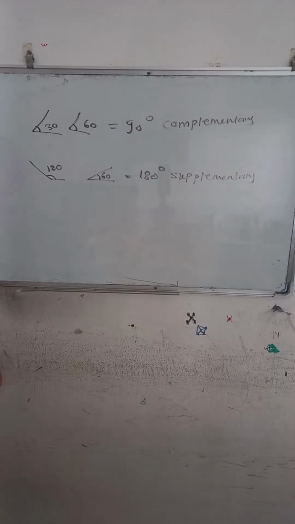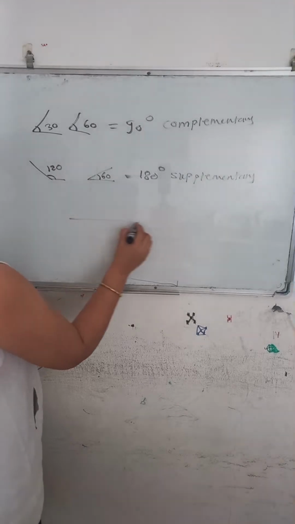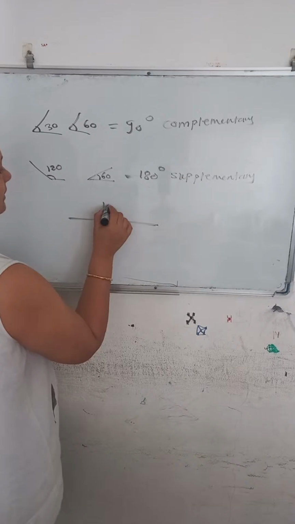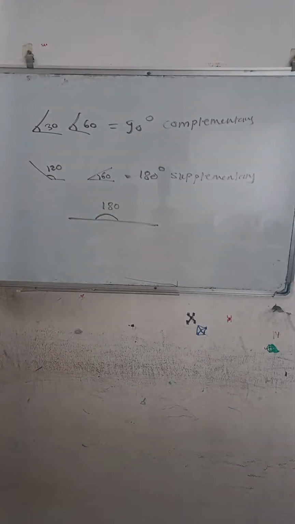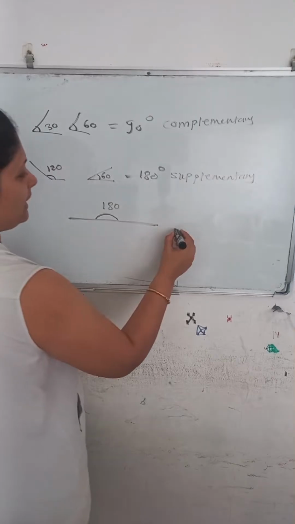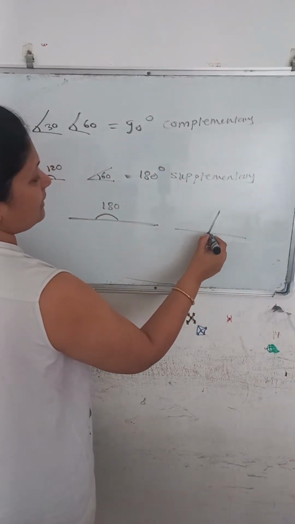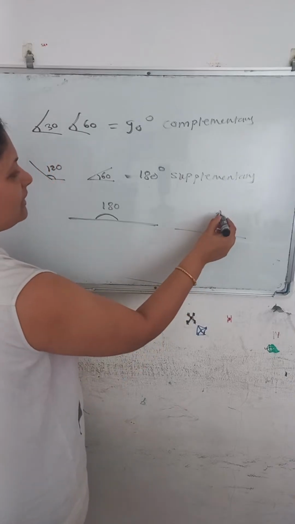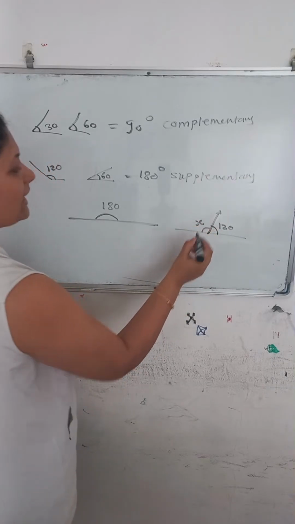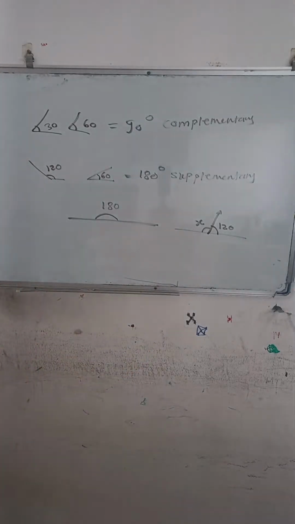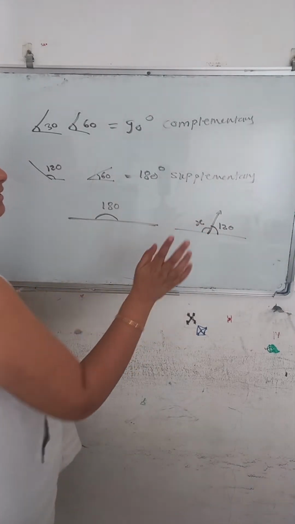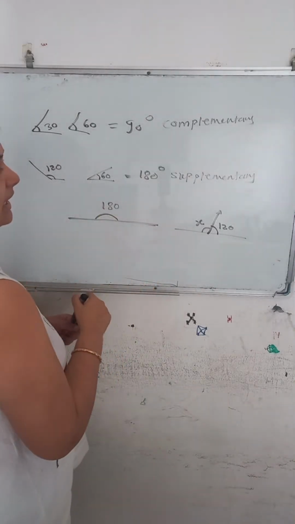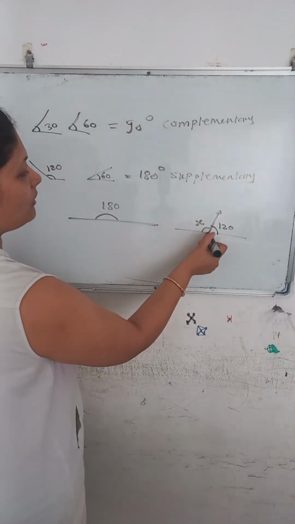After that, we know the straight line angle. A straight line makes an angle equal to 180. Suppose I have a diagram like this, the given angle is 120, and they are asking to calculate the angle x. Very important: angle 120 and angle x are adjacent angles formed on the same line. They have a common arm and a common vertex.